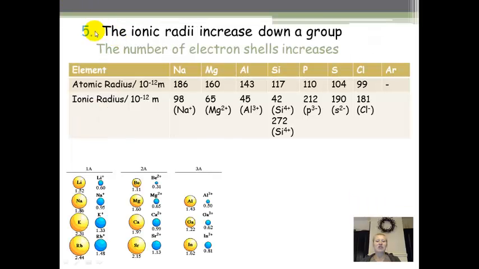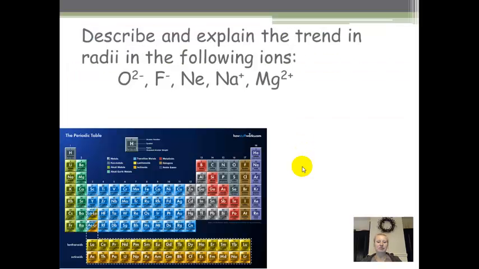Ionic radii will also increase down a group because as you go down a group, of course, you're filling more and more energy levels, so you're getting bigger and bigger and farther apart from the nucleus.